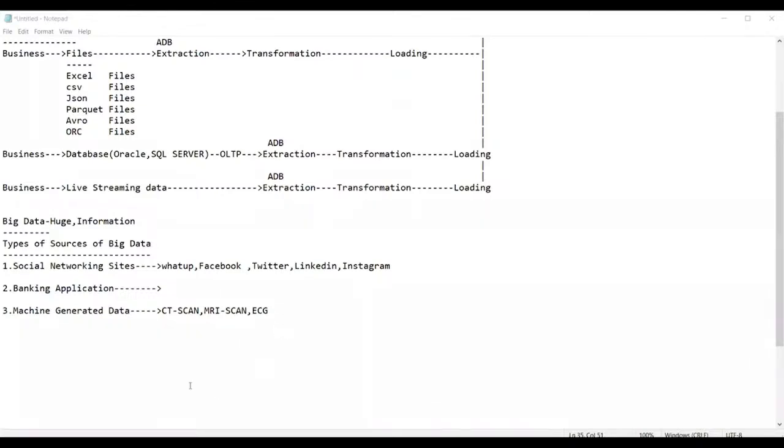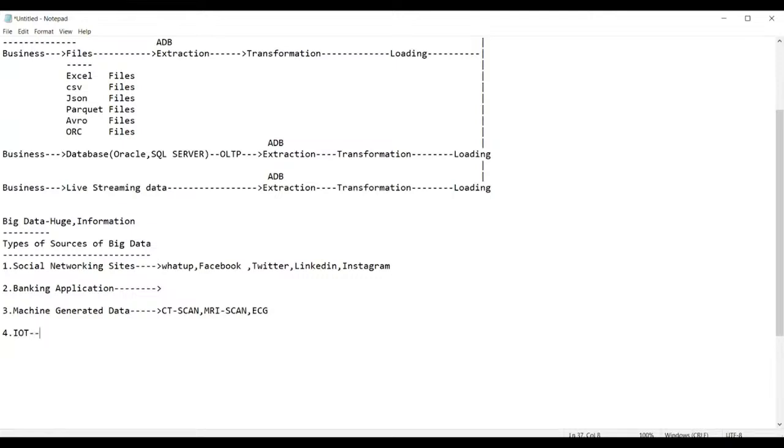So now, guys, after this, can you see here? This is nothing but some machine generated data. After that, the fourth one we can consider is called what? IoT sensors, Internet of Things.